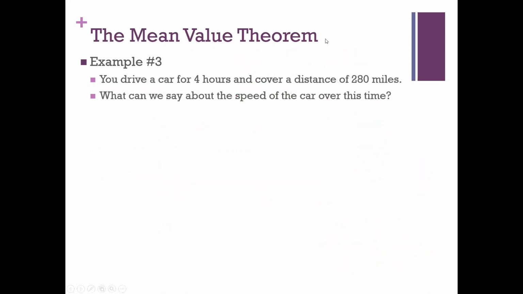So we're driving a car for 4 hours, we cover a distance of 280 miles. Is there anything we can say for certain about our speed over that time? Can you get the average speed based on the miles per hour? We can get the average speed. So what is the average speed here? 70 miles per hour.